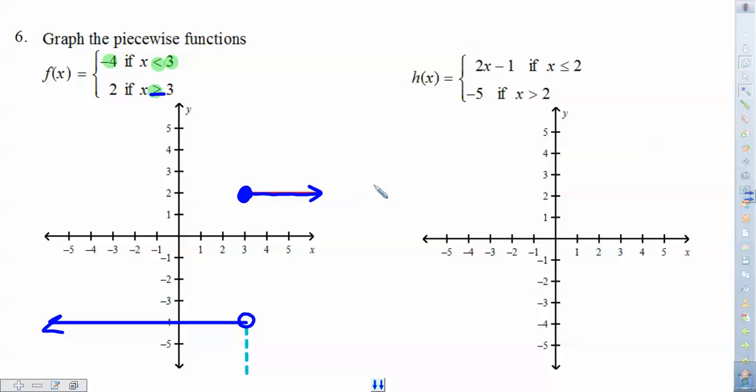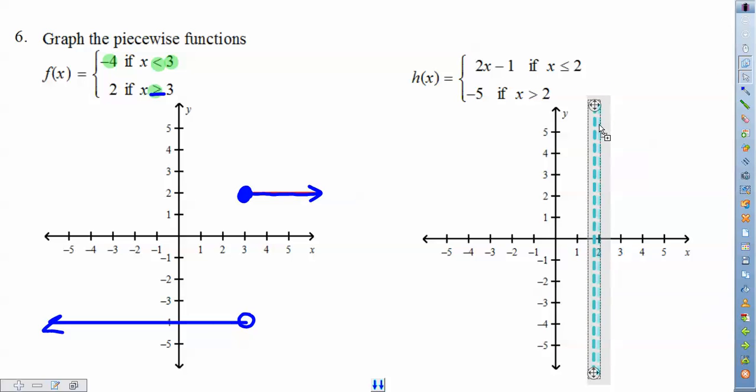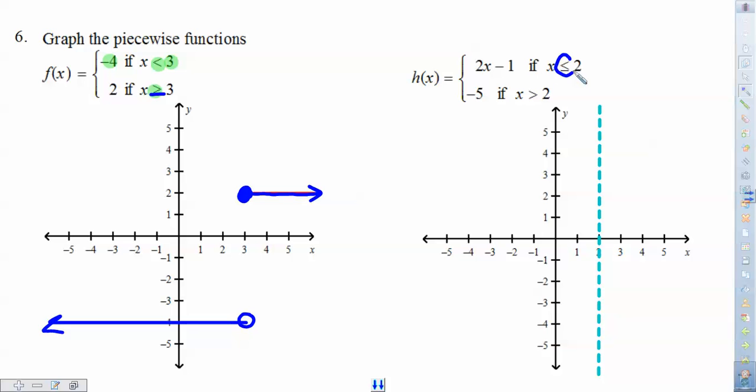Another strategy you can have, notice I made both and then I erased. Another strategy that you could use on these problems is worry about the break in the graph first. The break in the graph occurs at 2. Oops, kind of missed it. Let's slide that over there a little bit. Not as easy as it looks. There we go. And so now if I am less than or equal to 2, I want this line right here. Less than or equal to 2, it's on the left side.